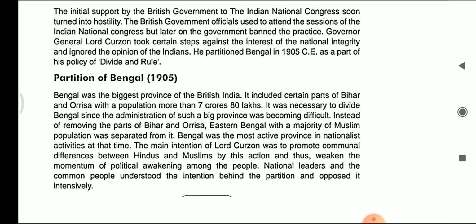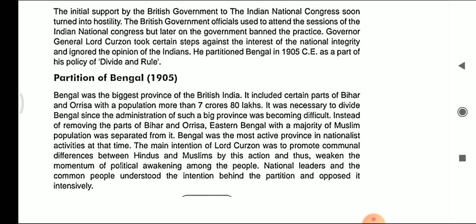As Bengal was the biggest province of that time, instead of dividing Bihar and Orissa, Lord Curzon took the policy of divide and rule and divided East Bengal, in which the majority Muslim population was separated, and hence communal differences were created by them between Hindus and Muslims, so that the political awakening of the people, those who were becoming nationalists and politically aware, was weakened by this activity.